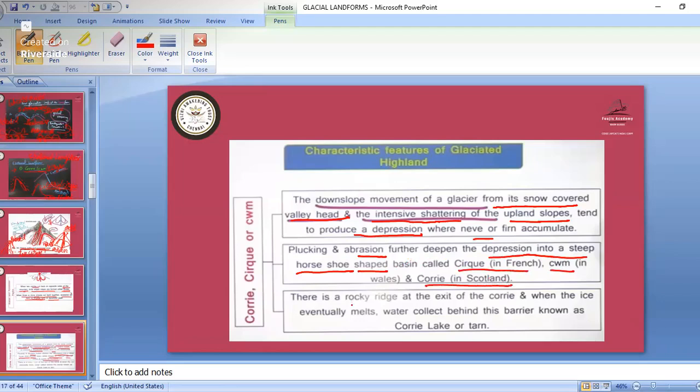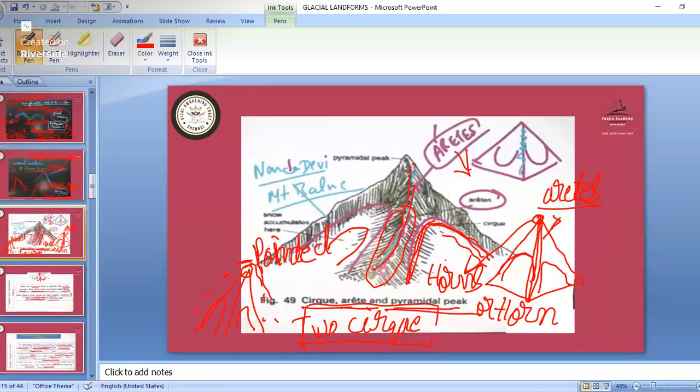There is a rocky ridge at the exit of the quarry, and when the ice eventually melts, water collects behind this barrier. So when we have the formation of this quarry, if the water gets filled up, it will take the shape of a lake, and that lake will be known as what?